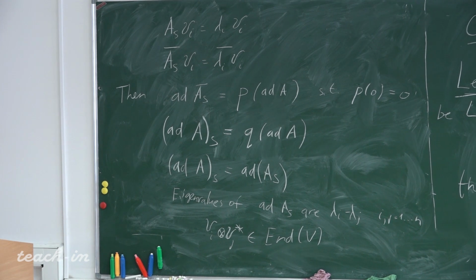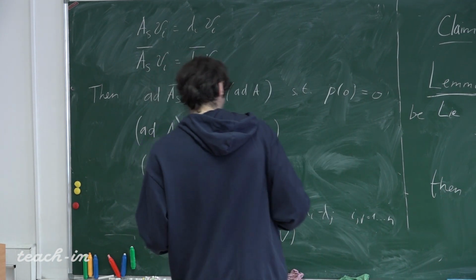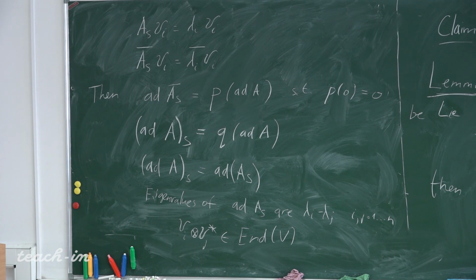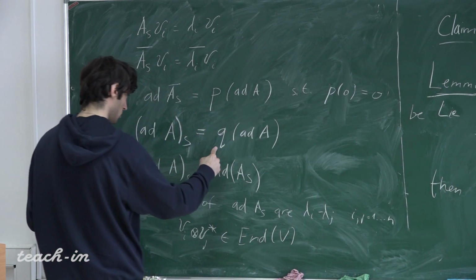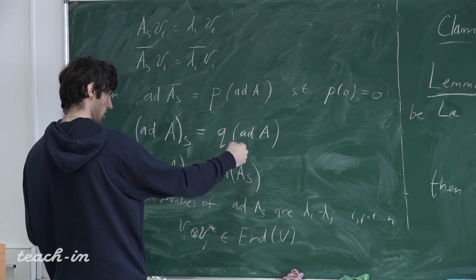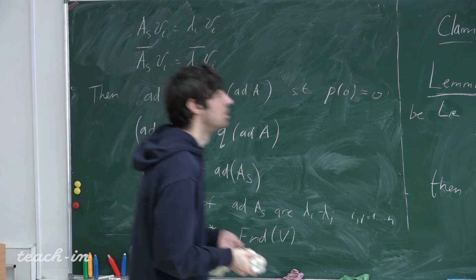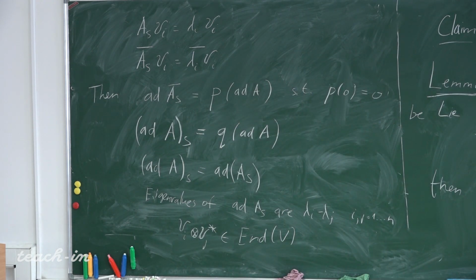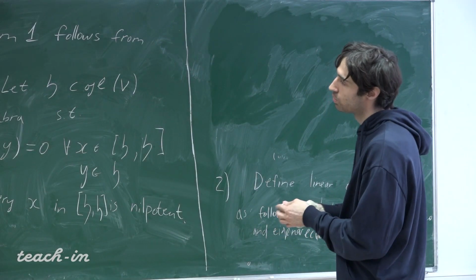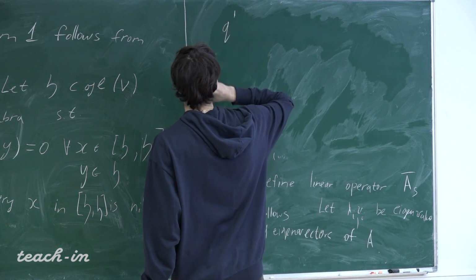And so we're proving this, we're justifying this. First of all, I have a polynomial Q of ad A such that if I plug in ad A, I will get ad AS. On the other hand, by Lagrange interpolation, I can find another polynomial Q prime.